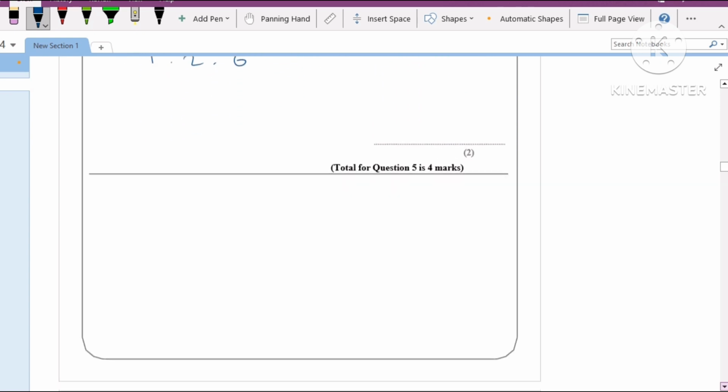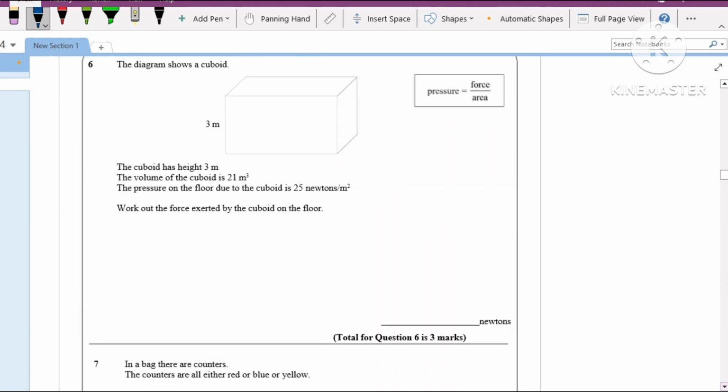The next question, question number 6, is from this formula. This formula is very common, and fortunately this formula will be given in the paper. Pressure is equal to force over area. Remember that this area will be the area which is in contact with the earth. So in this shape, this area is in contact with the floor or with the earth. So you will find this area, times it by the pressure, and you will get the force.